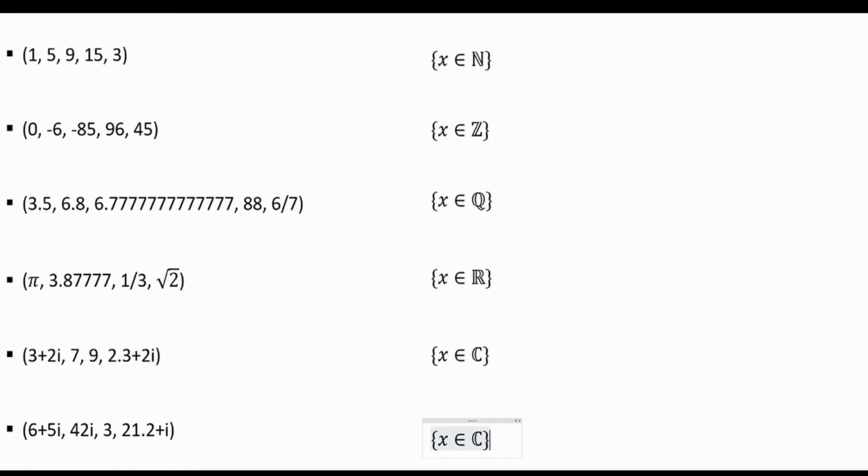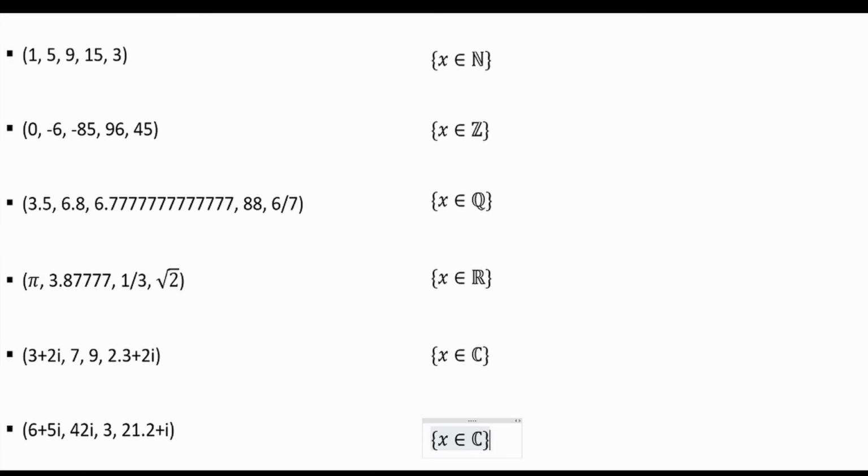The fourth set on our list, we have x is an element of the real numbers. Now, despite 3.8777 and 1/3 being rational numbers, we also have pi and the square root of 2. These two are clearly not rational numbers. Therefore, we must include them. We must include the other two numbers in the next set above it, which is the real numbers.